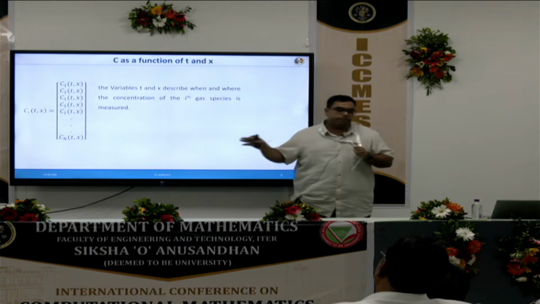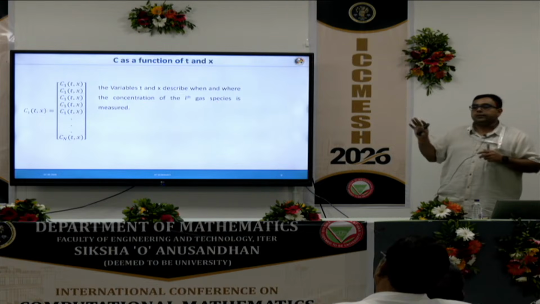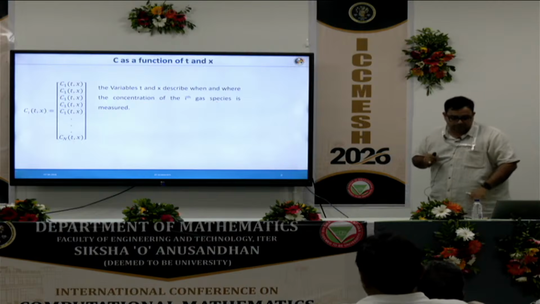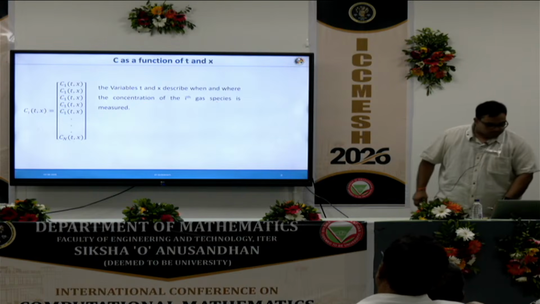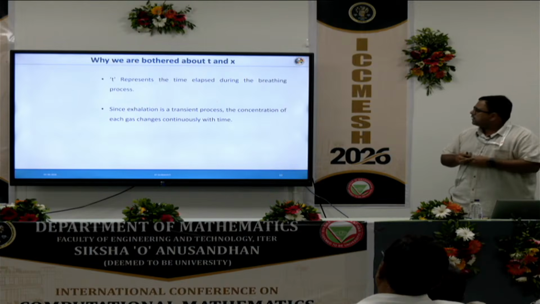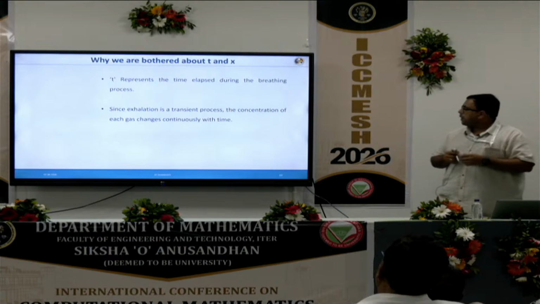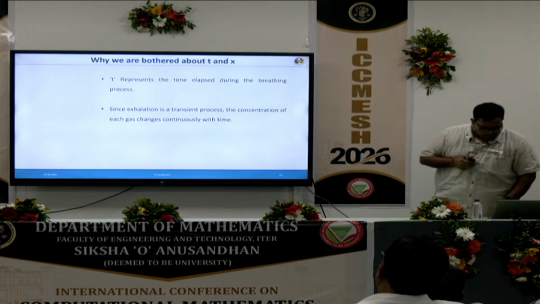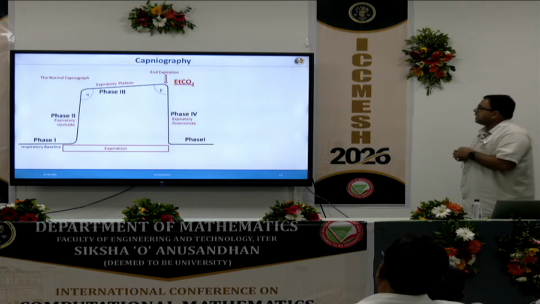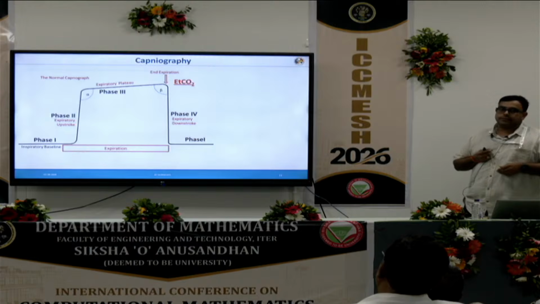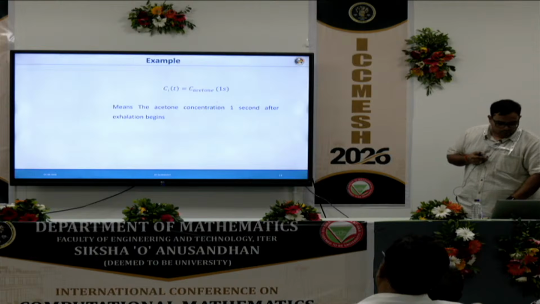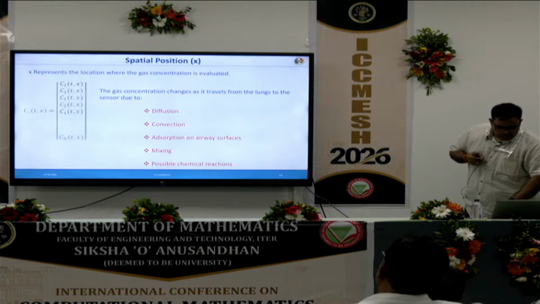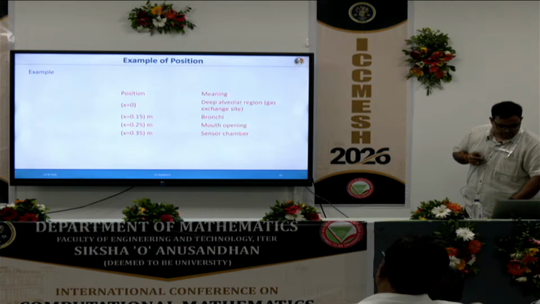I will give you some example. Particularly I have taken capnograph data to show you how this x also matters, and what x actually is, which I will make clearer in some time. t, I know you understand, represents the time elapsed during the breathing process. Since exhalation is a transient process, the concentration of each gas changes continuously with time. t is not something you are not aware of. What I want to show you is what x actually is, which I want to emphasize. I will skip some of this, and if required I will come back.